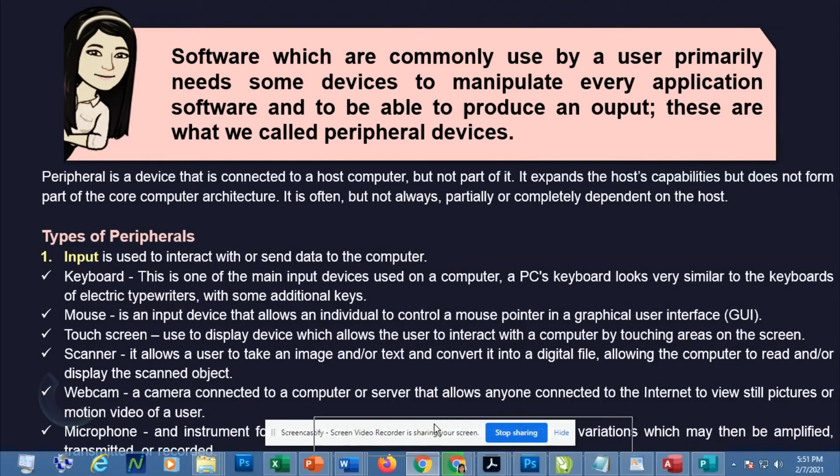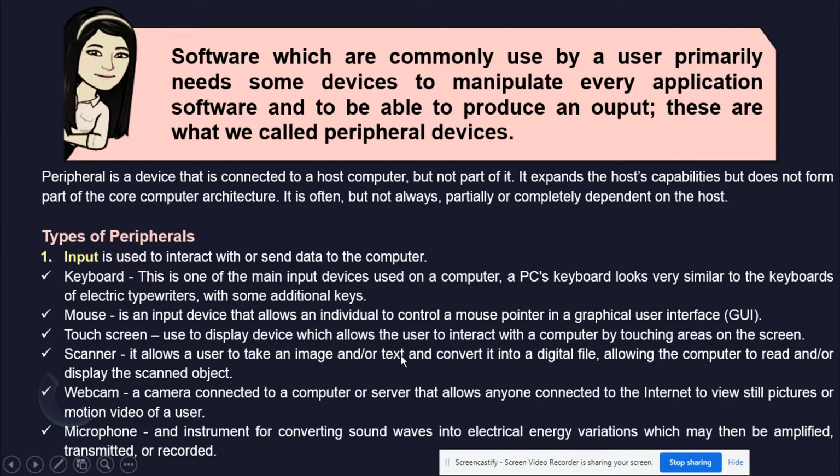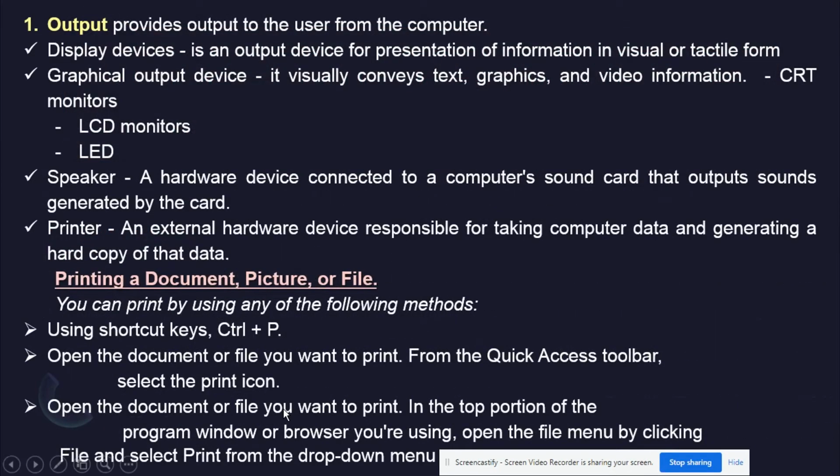When we talk about application software, we're also talking about peripherals, because without peripherals, you will not be able to manipulate the different application software. What are those peripherals? Peripherals are the devices that we plug in at the back of our computer, or into our monitor. We have three types of peripheral devices, namely input devices, output devices, and storage devices. Under input devices, we have the keyboard, mouse, touchscreen, scanner, webcam, and microphone. Under output devices, we have display devices and graphical output devices. So we have the monitor.